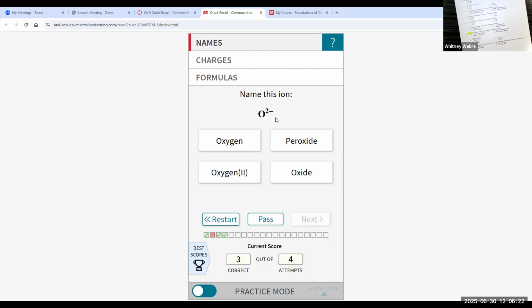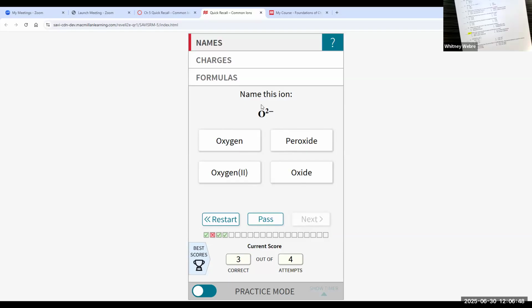O2 minus. Is it a metal? So it'll never be with a Roman numeral because that's only for metals, specifically transition metals. Oxygen, peroxide, oxide. So these are good answers. Peroxide is O2 2 minus. So there has to be 2 oxygens for this to be peroxide.